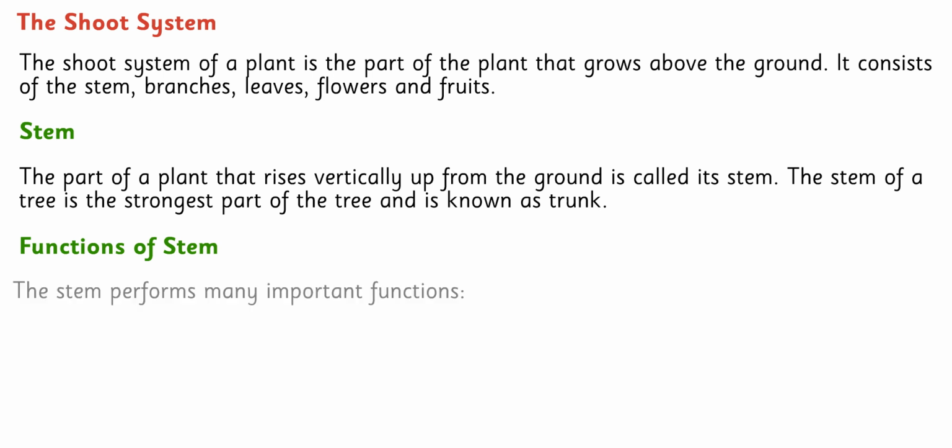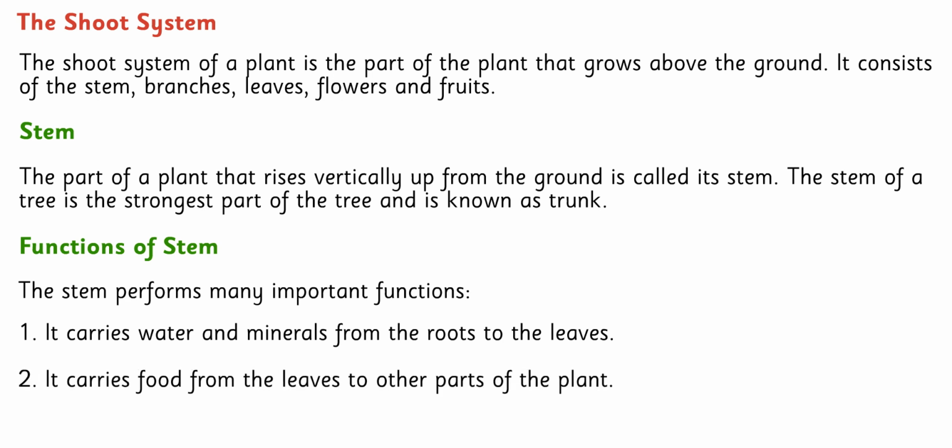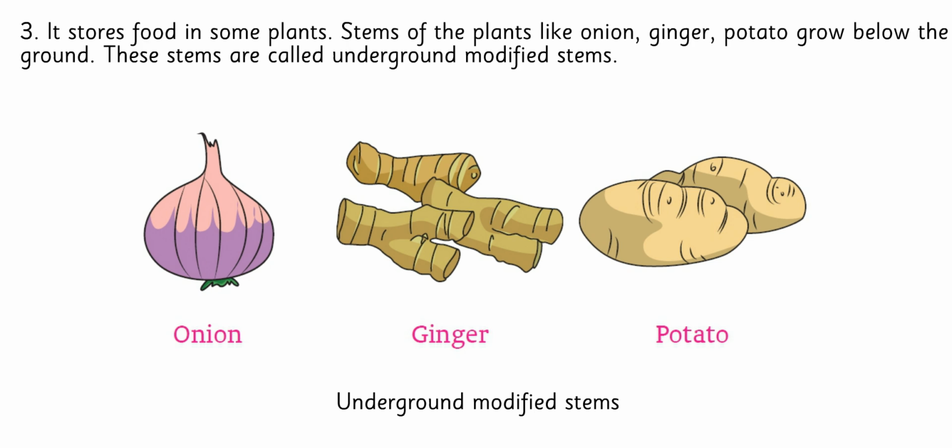Functions of stem. The stem performs many important functions. It carries water and minerals from the roots to the leaves. It carries food from the leaves to other parts of the plant. It stores food in some plants. Stems of the plants like onion, ginger, potato grow below the ground, and these are called underground modified stems.